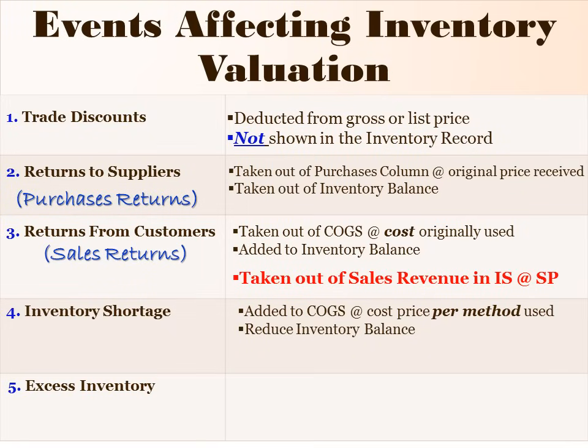And we are going to add it to cost of sales at the price as per the method that we are using. That is, whether we are using the first in, first out, the last in, first out, or the average cost method. Also, the shortage is going to serve to reduce the inventory balance column. And please remember, shortage of inventory serves to reduce our profits.